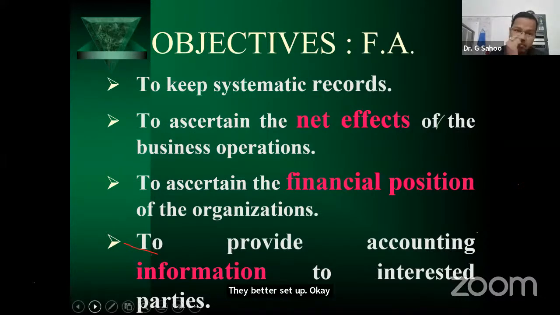So accounting keeps systematic records. Again, to ascertain the net effects of the business. Net effect means net profit or net loss, whether there is net income or net loss. We can ascertain this with the help of financial accounting. Whenever we record the business transactions, out of business operations, whether we are getting any income or not, we can know. So that is the net effect.